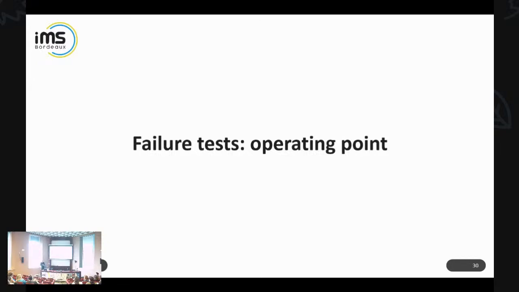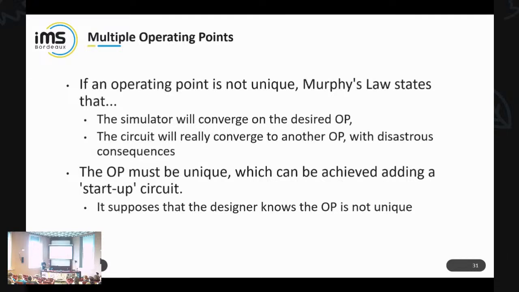Let's say the problem of the operating point. The problem is, most of the time, if you have a circuit which is independent of the VDD, it means that you have, most of the time, not all of them, the Widlar bandgap doesn't have this issue, but most of them have more than one operating point. And there is a Murphy's law that says that if there are two or more operating points, the simulator will converge on the one you're looking for, but practically speaking, the circuits which will be fabricated will converge on another operating point, which is absolutely disastrous for your circuits.